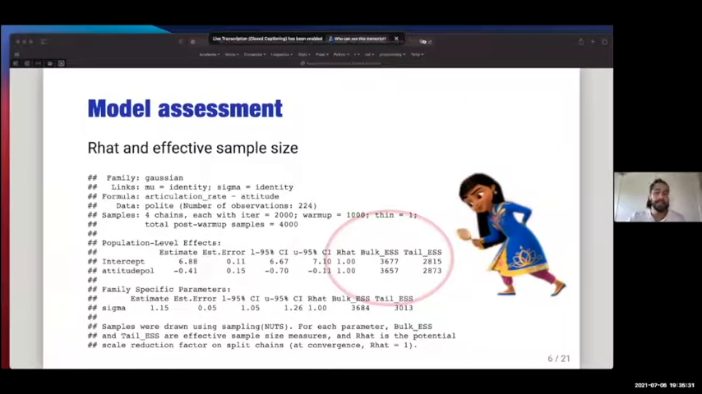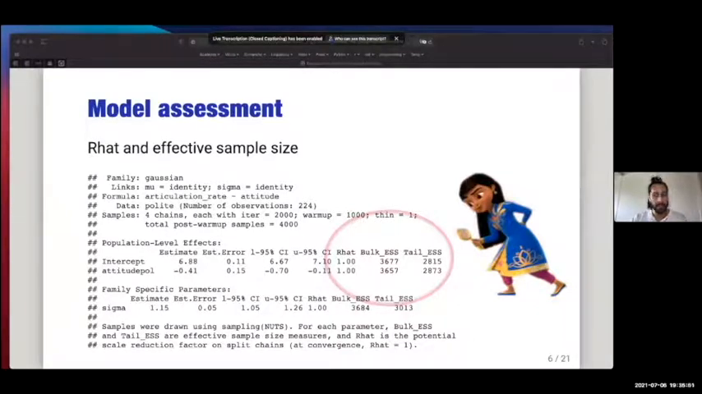R hat is a convergence diagnostic. It compares estimates between and within the 4 chains that we fit. I'm simplifying here roughly, but you'll get an idea. The key thing that you need to remember is that this value should not be greater than 1.01. No, less is better, right around 1.